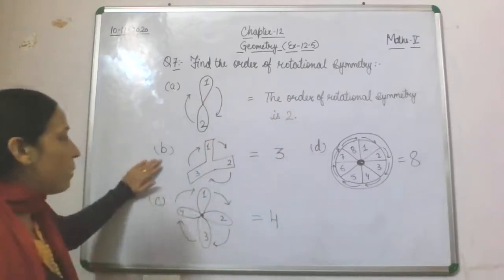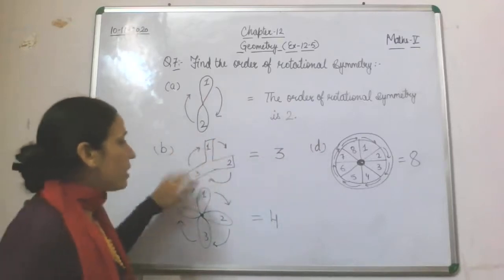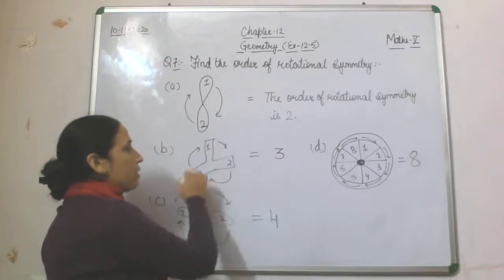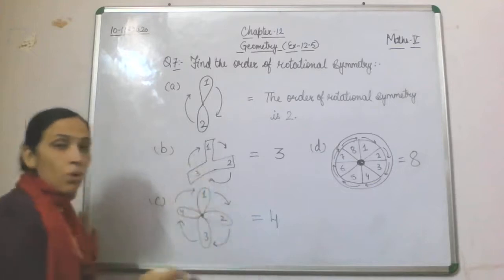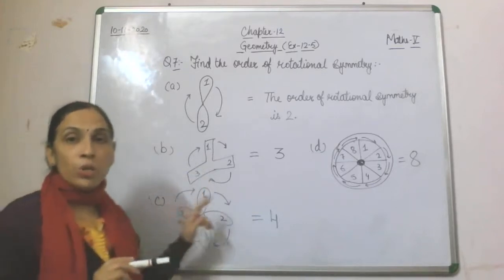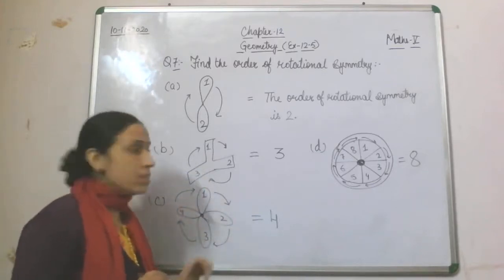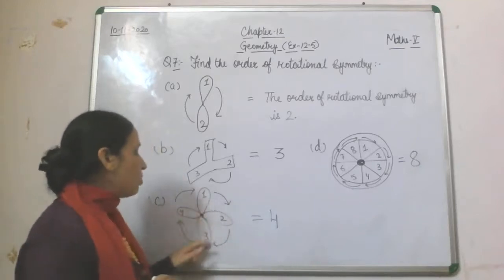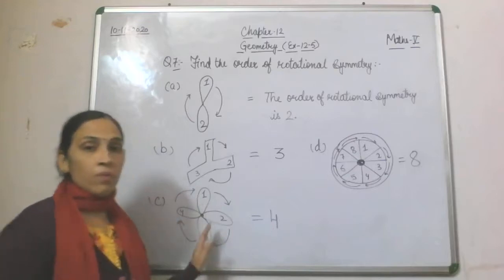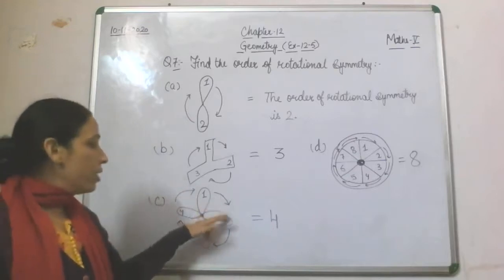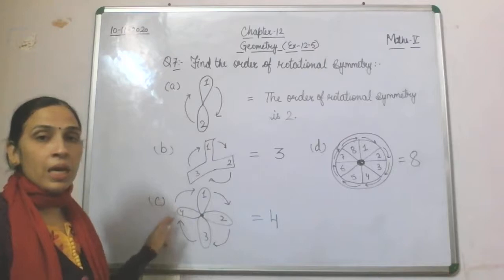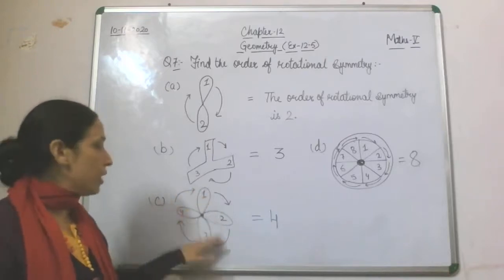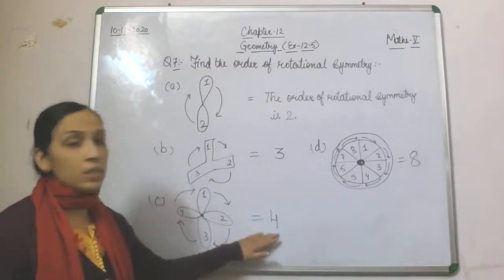Now we'll come to B part. We have 1, 2 and 3 figure. 1 is going to rotate once, then 2, then 3. Then only will it come to its original position. So here the order of rotational symmetry is 3. Next is C part. 1, 2, 3 and 4. Here when we rotate 1, 2, 3 and 4, then only will it come to the original position. So here the order of rotational symmetry is 4.